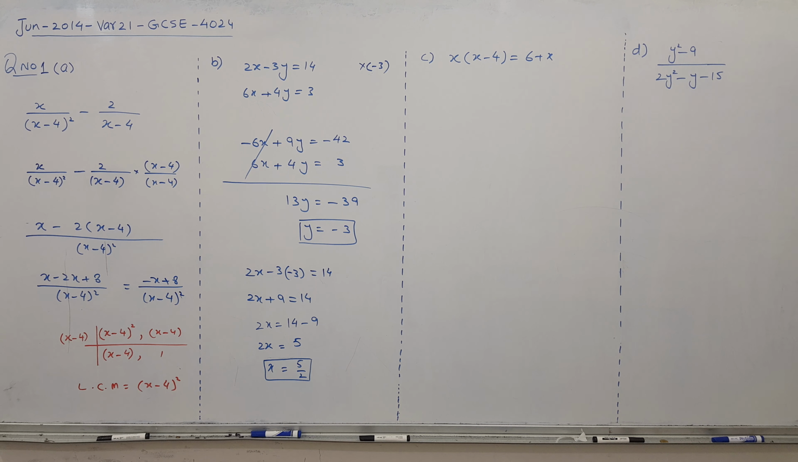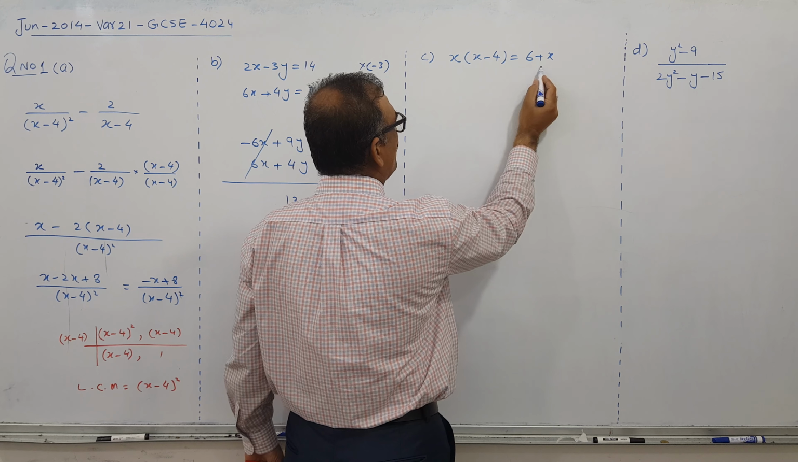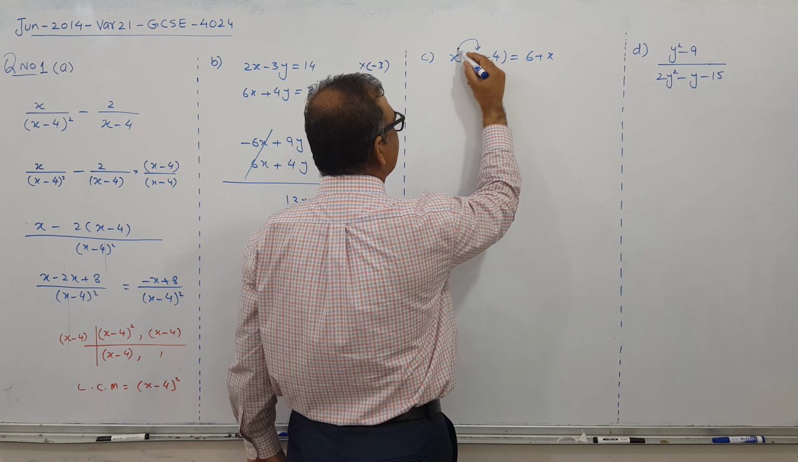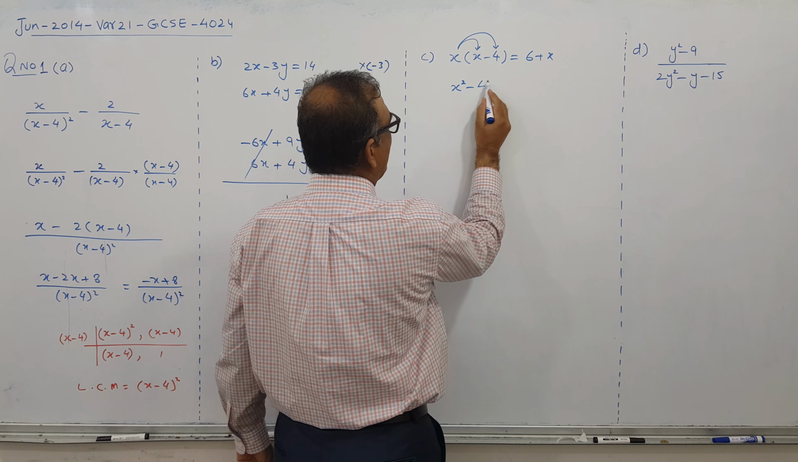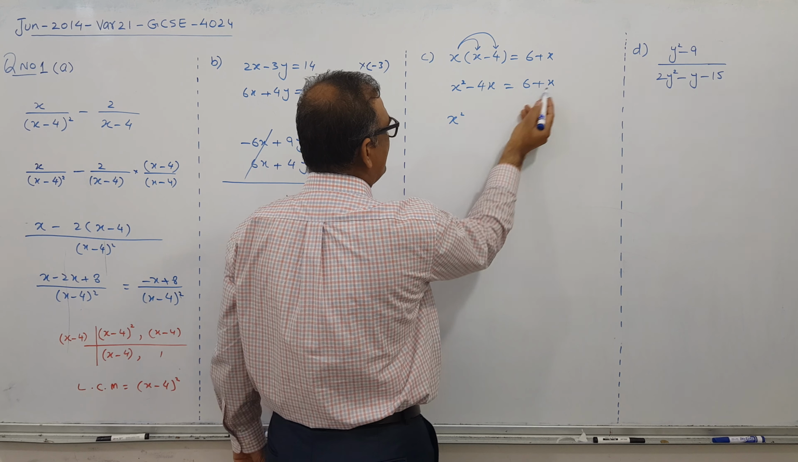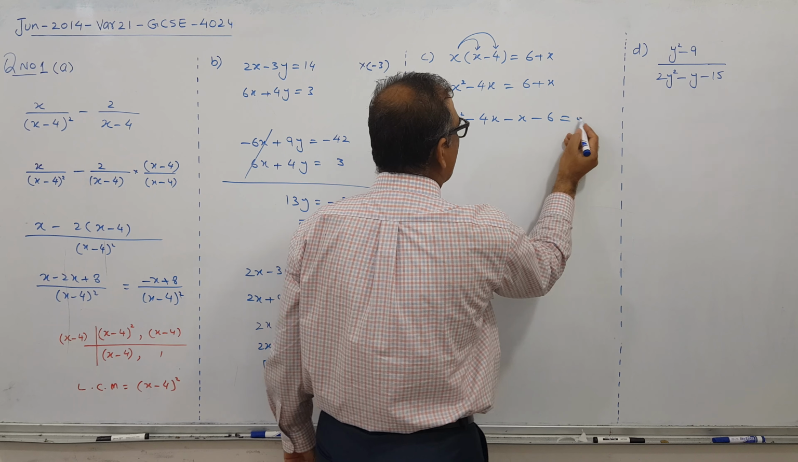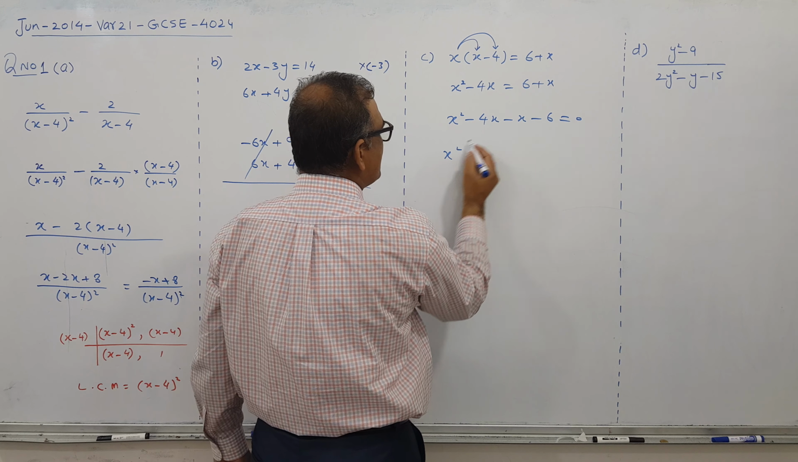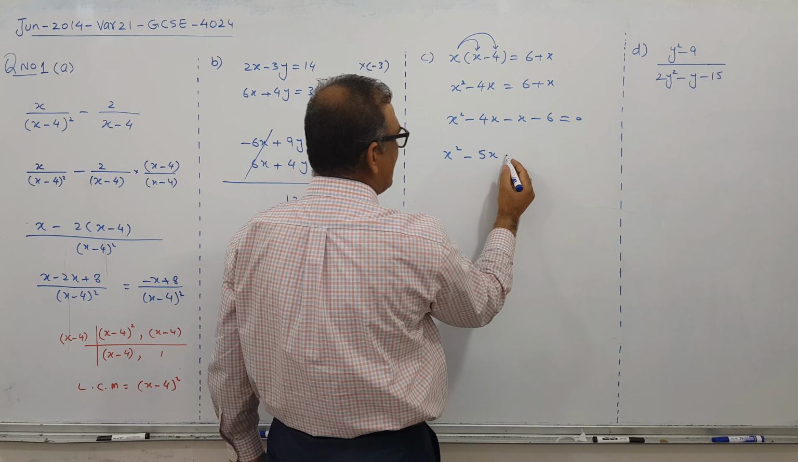What does the other part say here? Next, he's asking to solve for x. Some students try to bring it over there. No use. Simply multiply inside. x into x gives you x square minus 4x equal to 6 plus x. Bring it here and reorder: this is minus 4x, this is minus x, this is minus 6 equal to 0. Solving these two, you get minus 5x, because minus 4, minus 1, is minus 5.